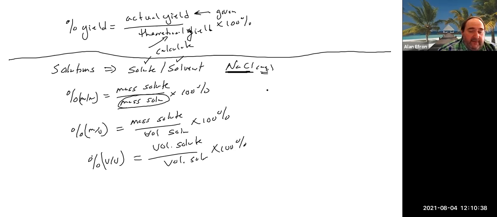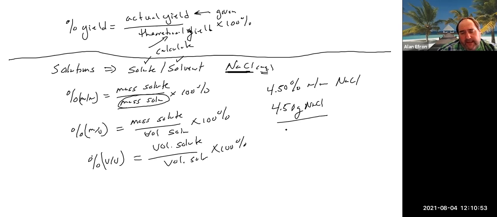Remember that if you do have a 4.5% mass to mass solution of sodium chloride, that does mean you can convert it into a conversion factor. 4.5 grams of sodium chloride are in 100 grams of solution. So you can use that as sort of a conversion factor.